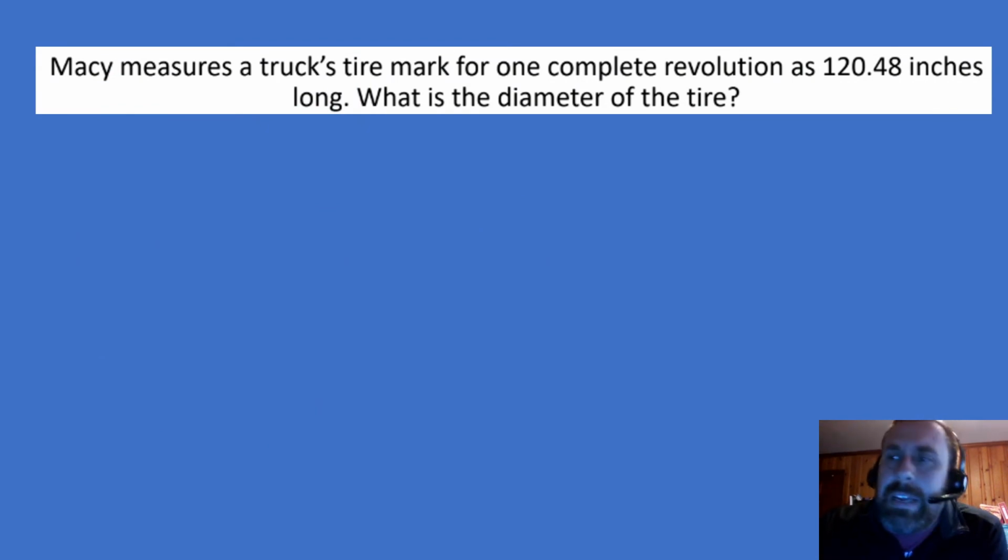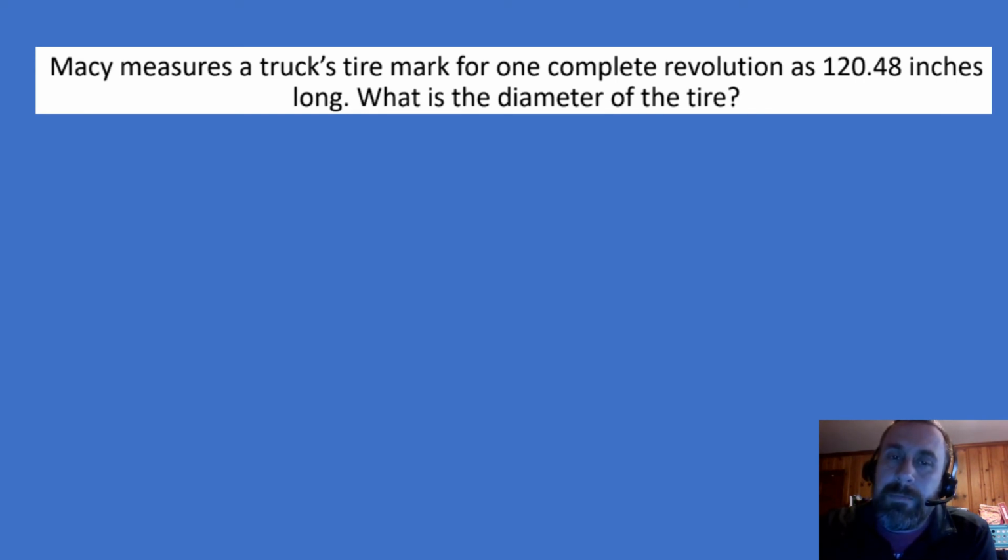So guys, finding circumference is pretty easy. You need pi and you need diameter. That's pretty simple. And if they give you the radius, just double it and make it a diameter. It's not a big deal. But I did want to give you a kind of challenging question. It says Macy measures a truck's tire mark for 1 complete revolution. So she put a little mark on the tire and watched it rotate all the way around, and noticed that in that one revolution, it traveled 120.48 inches. Wow, that's pretty long. So what she wants to know is, what is the diameter of the tire?